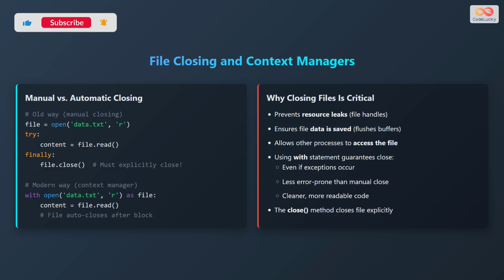On the right, it is shown why closing files is critical. It prevents resource leaks, ensures data is saved, and allows other processes to access the file. Using the with statement guarantees that the file is closed without calling the close method explicitly. It also handles exceptions, making the code cleaner and less error-prone.